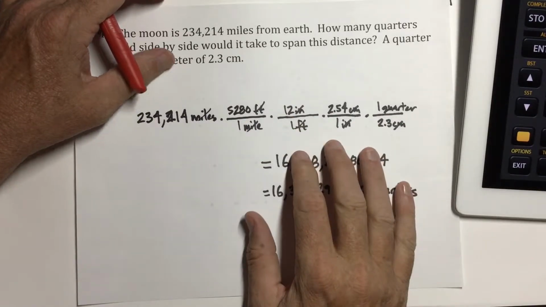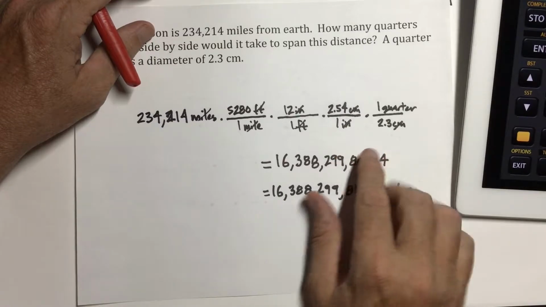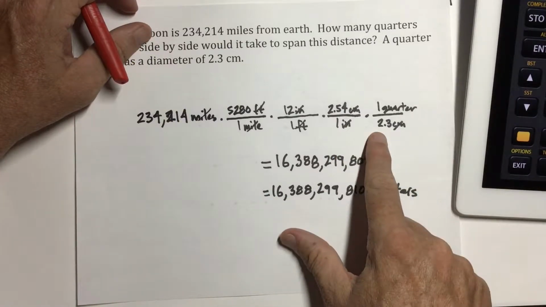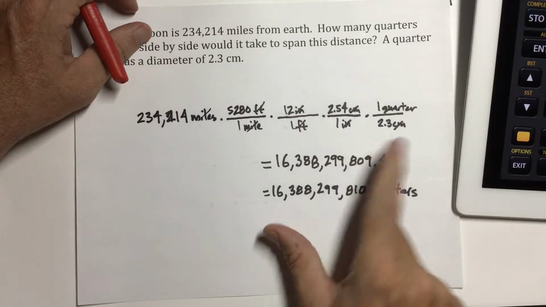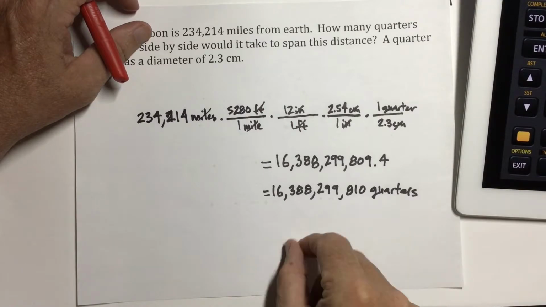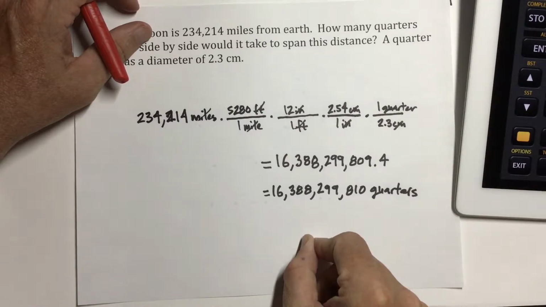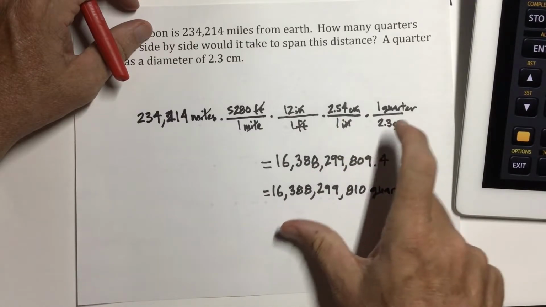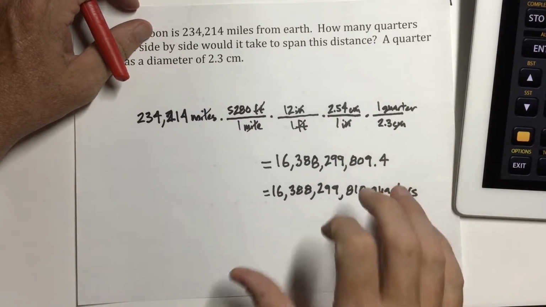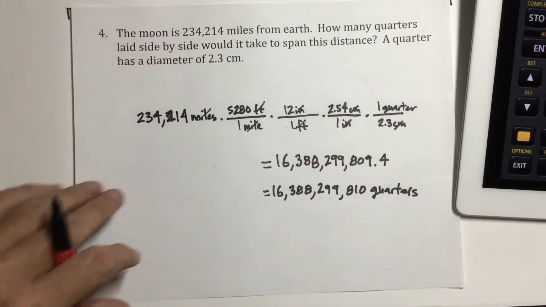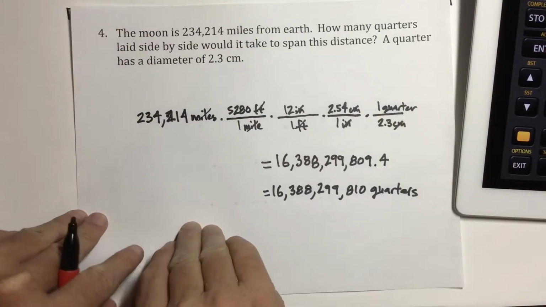So sig fig wise, this should normally tell us that this one, which is not exact, is our answer to have two sig figs in it. But this one's a little different because these quarters are distinct items. Okay, so sig figs doesn't necessarily apply here in the most meaningful sense. So I'm going to go with that as my answer. I like that. Okay.